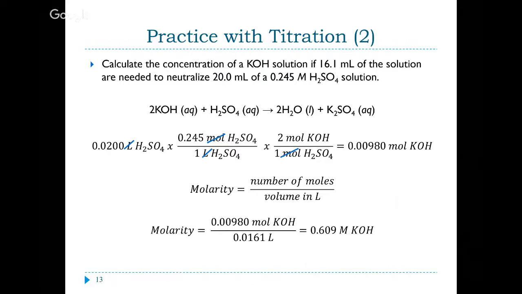We're given the volume. We remind ourselves that molarity is a number of moles divided by volume in liters. So we convert our milliliters to liters to get 0.0161 liters on the bottom. We use our moles that we just calculated. We divide and see that the concentration of our solution that we need is 0.609 molar potassium hydroxide.